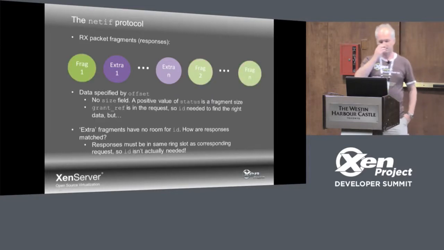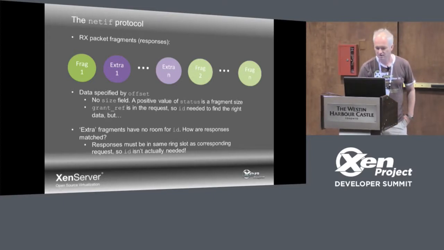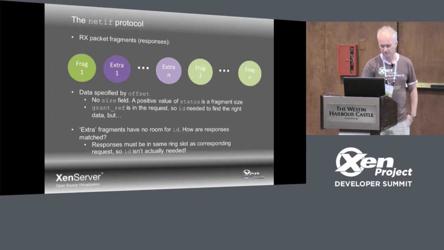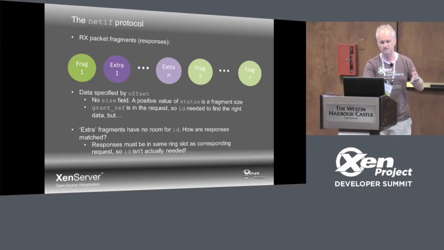However, the RX protocol is slightly different. The response structure just has a size field in it. Now, the request, obviously, you push buffers to the back end using requests, and they are full pages. However, when the response comes back, you need to find out where the back end put the data. Now, there is an offset into the buffer where the back end can tell you where it put the data, but there's no size field.